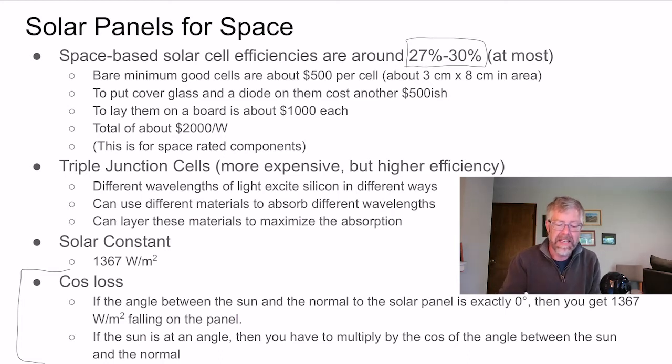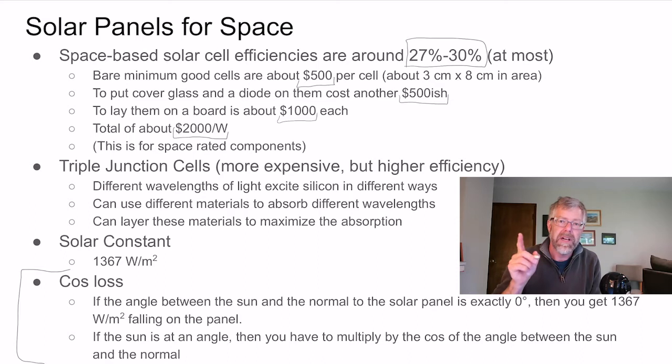The problem with that is that cells cost about $500 per cell, which gets you about 1 watt of power, which is pretty insane. Then if you need to put cover glass and a diode on them, which you do need, but I'm not going to talk about that, it costs another $500-ish. And then if you want to put them on a board to actually send them into space, it costs about $1,000 to do that. So to put one cell into space costs about $2,000, and that gets you about 1 watt.